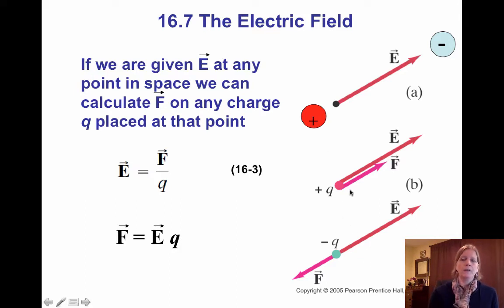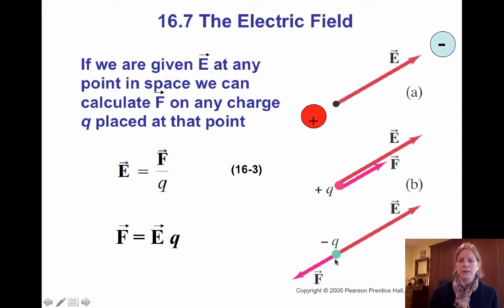If we throw a positive charge in the electric field, it has a force that acts on it in the direction of the electric field, and that can make sense. Either you can think of it as being repelled by the positive charge the electric field starts from, or attracted to the negative charge the electric field is going to. Either way, that positive charge will have a force in the direction of the electric field.